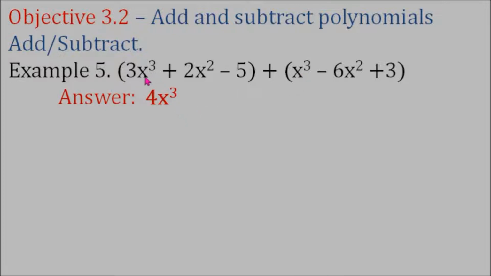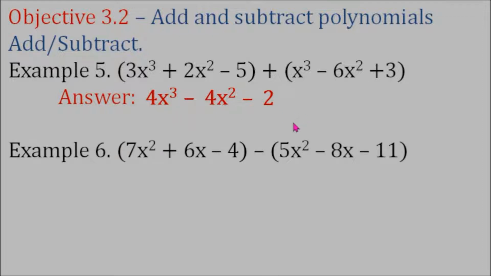Then copy down x cubed. Then we have 2x squared plus a negative 6x squared, we have negative 4x squared. Then we have the constant here, negative 5 plus 3, that's negative 2. So this is our answer. Example number 6, 7x squared minus 5x squared is 2x squared. Then we have 6x minus negative 8x, that's 14x. Then negative 4 minus negative 11 is positive 7. So this is our answer.